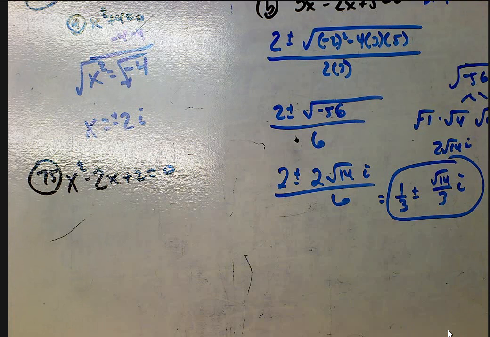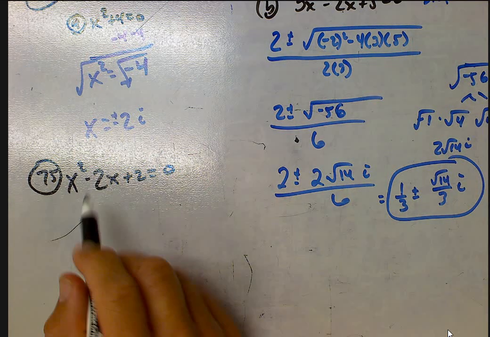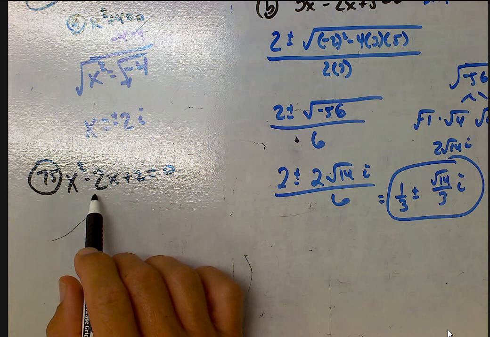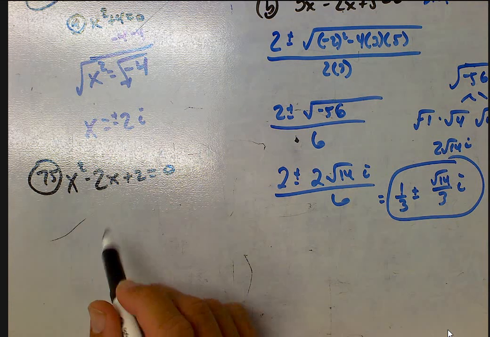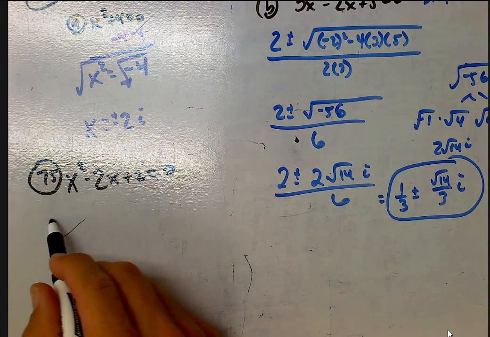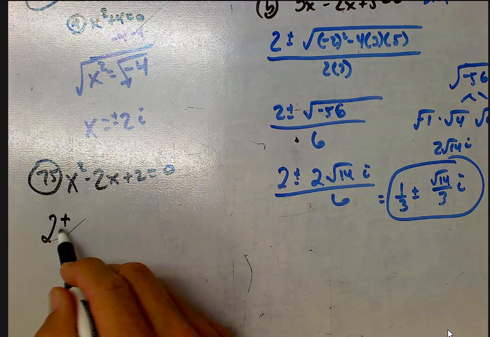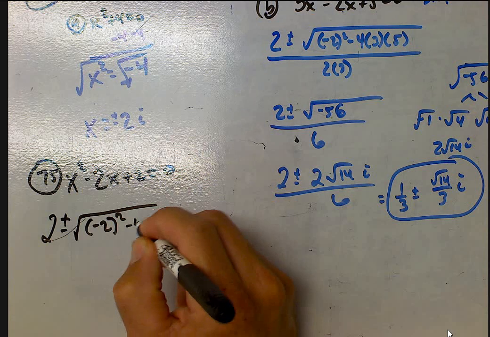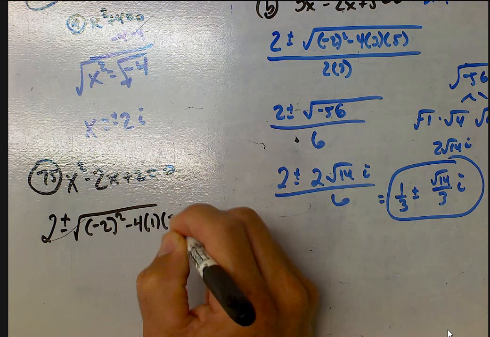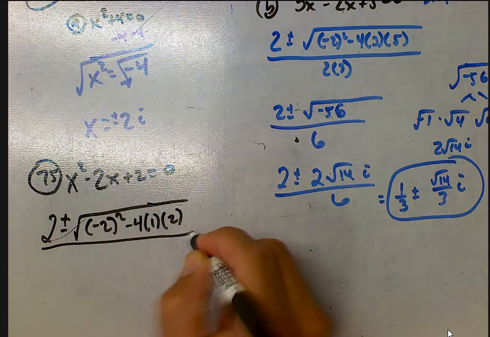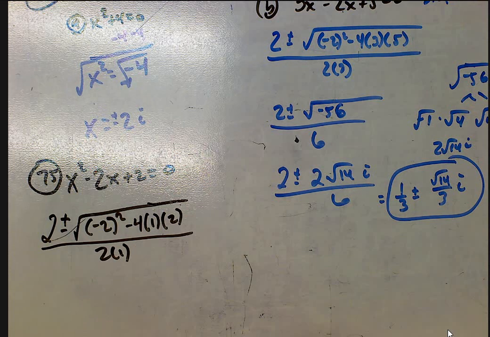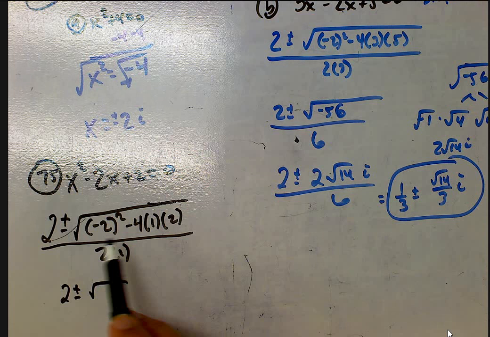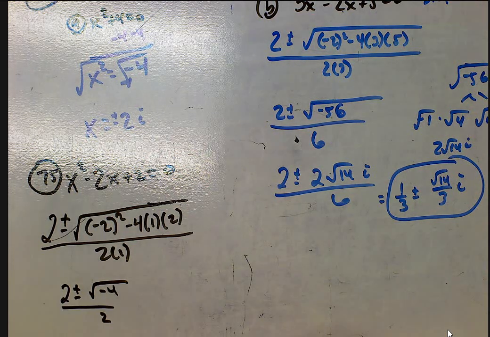Okay, now we're back. Negative 2 here. That means I have to go negative b, so positive 2 plus or minus the square root of negative 2 squared minus 4 times a times c all over 2a. And that becomes 2 plus or minus the square root of 4 minus 8 is negative 4 over 2. Square root of negative 4 is 2i.